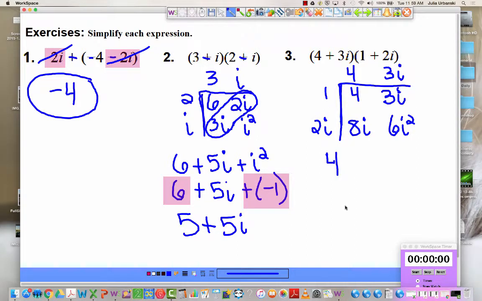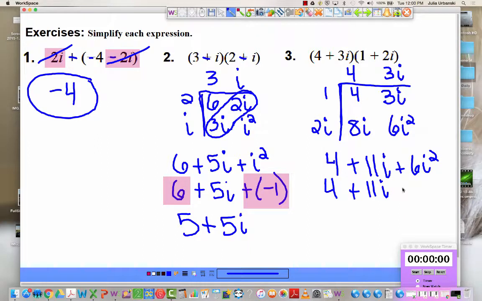Okay, so this isn't like standard form for regular variables. They usually write the imaginary part last. So 3i and 8i would make 11i. And then you write your last one, just going in that order. Okay, what does this become? 6i squared. 6 times negative 1, and what does that become? Negative 6. And that's what's going to happen every time.